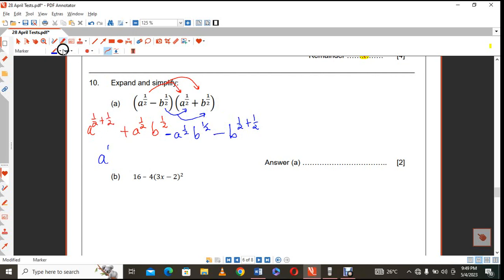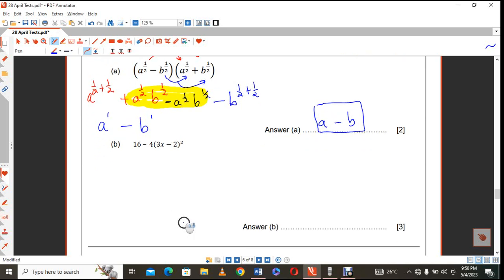And here's the beauty. These terms here in the middle, they cancel out, because they're opposites of each other. And I'm left with b raised to the power of 1. So at the end of the day, it's just a minus b. Remember that a half plus a half is 1. That's why I have those ones over there.